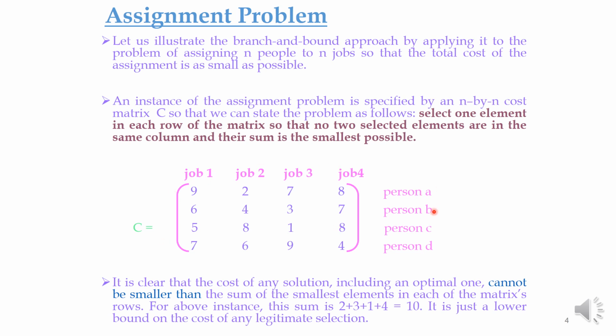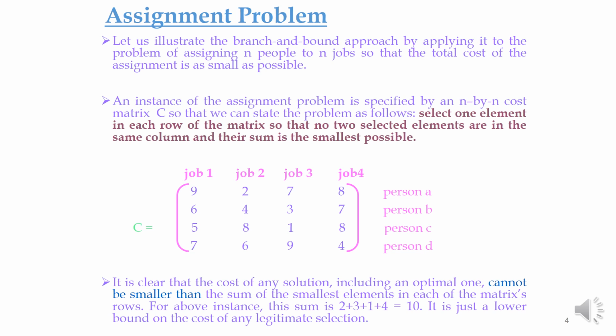Here persons A, B, C and D are available, and there are 4 jobs available, job 1 to 4. The cost matrix represents the cost for assigning job 1 to person A as 9. Then assigning job 2 to person A is 2, job 3 to person A is 7, likewise job 4 to person A is 8. Likewise, we get this cost matrix. From this, we have to choose the optimal solution that reduces the total assignment cost.